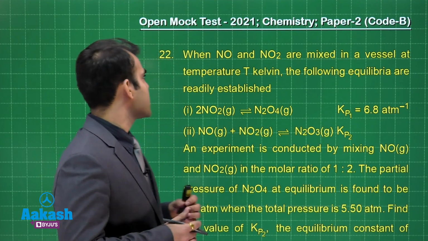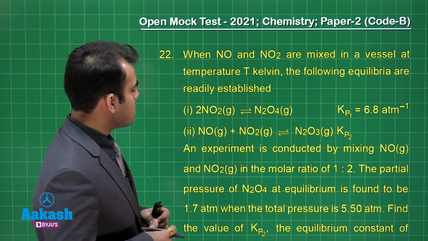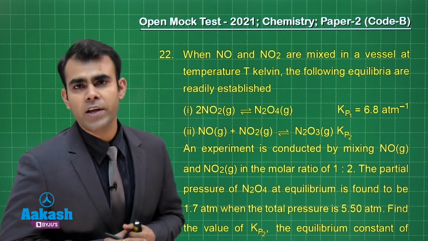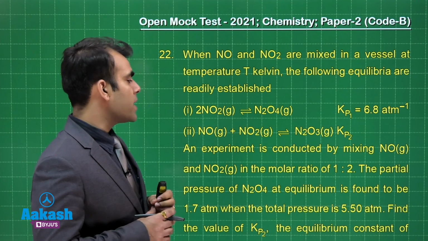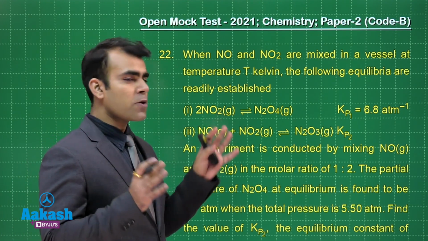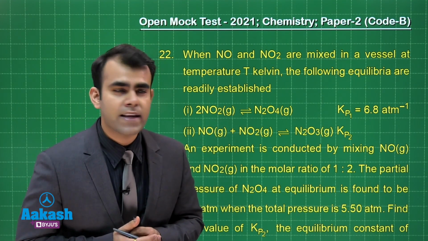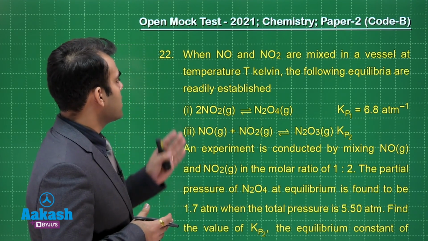So now we have question number 22, and in question number 22 you can see we have two equilibriums, and in these two equilibriums we have some common reagents. It means here we are going to see something simultaneous equilibrium. So let's read the question.